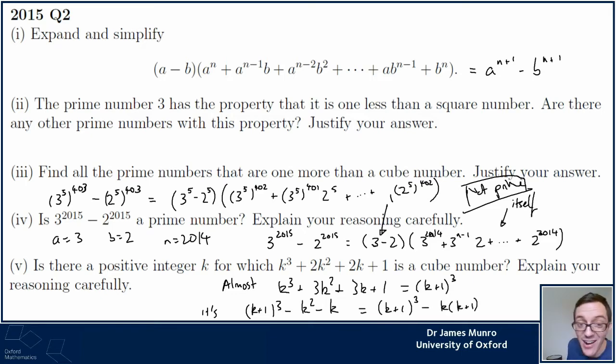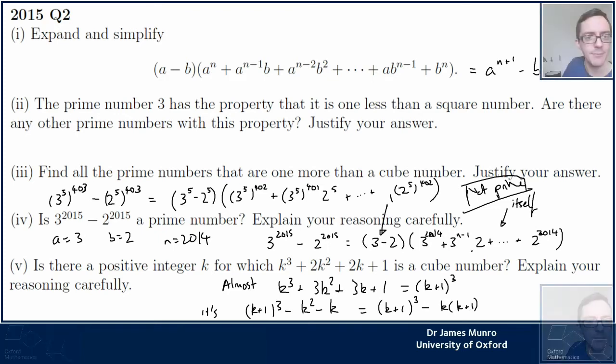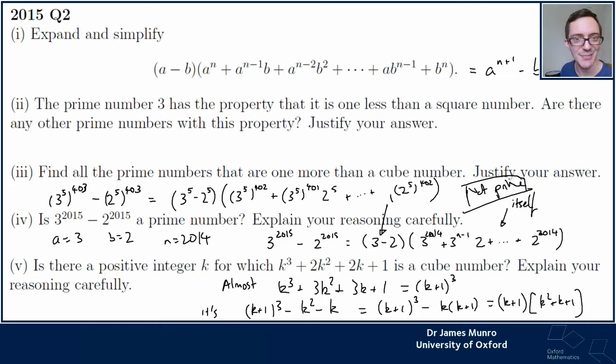Is this useful? I don't know. Is this going anywhere? I don't know, but we're trying stuff out. Okay, I think I could probably simplify that a little bit more. Let's go over here. That would be k plus 1. I could pull out a factor of k plus 1 and then write it as k squared plus k plus 1. I don't know if this is helpful or not. It's probably not helpful. Yeah, k plus 1 is a factor. Maybe this is helpful, maybe not.